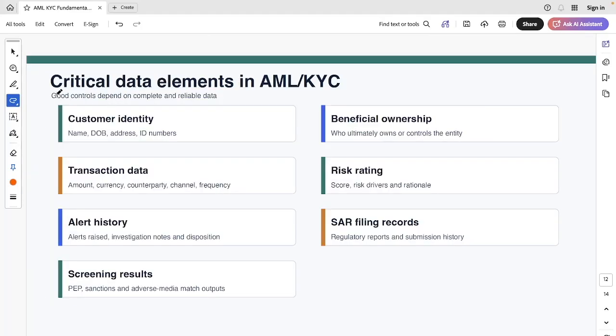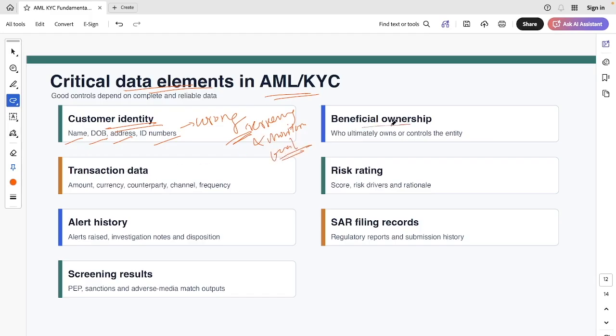Okay, now systems are powerful only when the data inside them is complete and reliable. So let's move to critical data elements, critical AML KYC data elements. First is your customer identity. This includes a name, DOB, date of birth, address, ID numbers. If identity is wrong, screening and monitoring will fail.